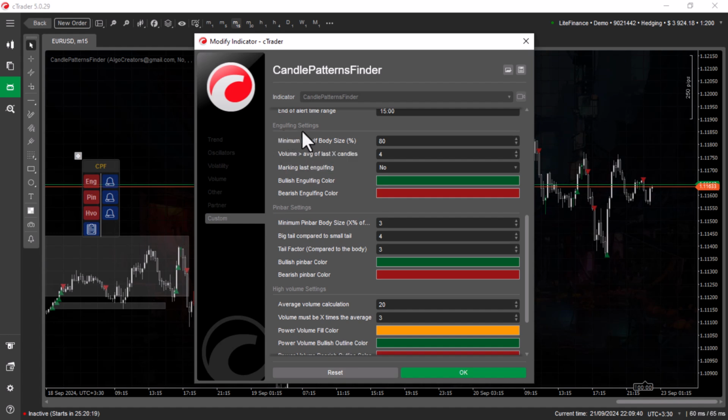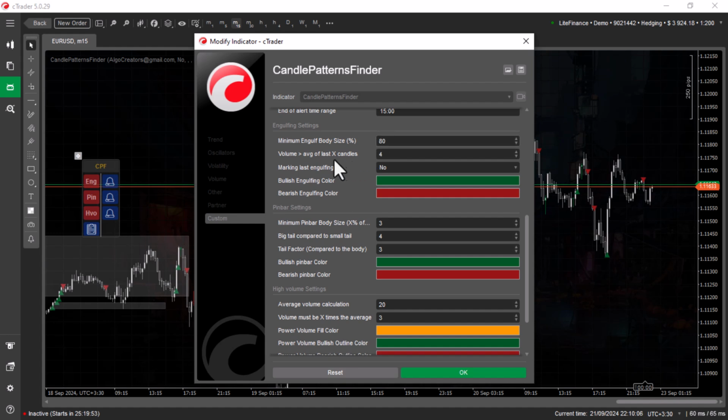In the engulfing section, the minimum engulf body size option allows you to set the minimum body size of engulfing candles, which is 80% by default. This means the indicator will only recognize candles where the body makes up at least 80% of the total candle size. If set to 100%, it will only display full-bodied candles.